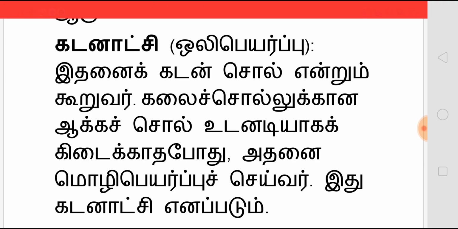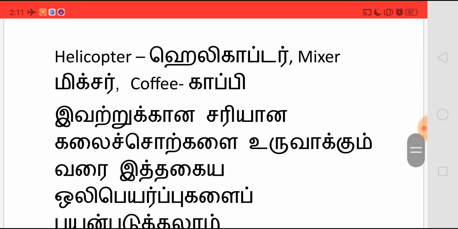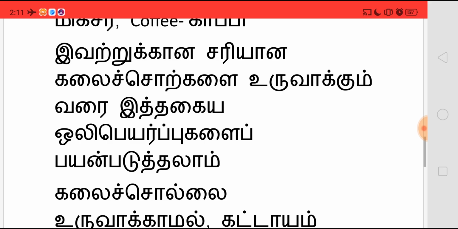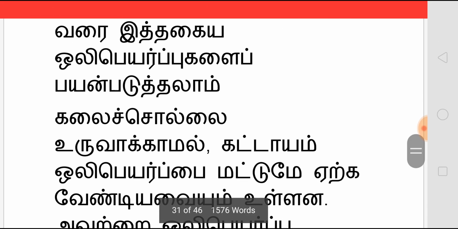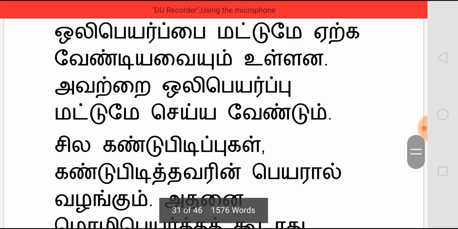And Kadanachi is sound translation. This we call Kadan Sol. Like when we are creating a new word, immediately we will not get an accurate word for that product. At that time we do this Mozhi Perpu. And this is called Kadanachi. For example, helicopter. Now also we say in Tamil helicopter, mixer is mixie, and coffee is coffee. Until we create equivalent words which are suitable for these products, we will use only these words. And till we create such words, we only have to use the same sounds, that sound translation only. We cannot use any other words.